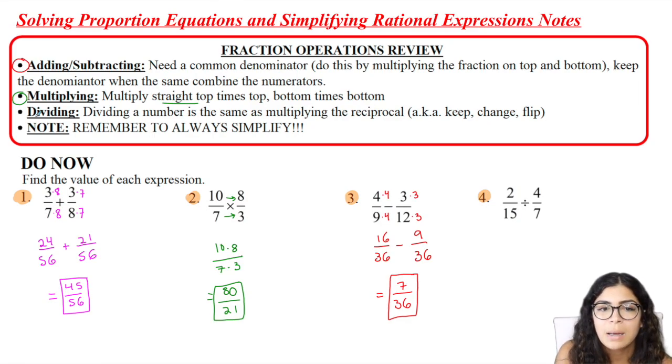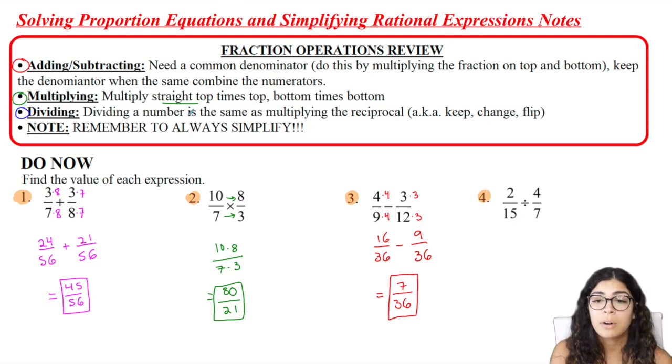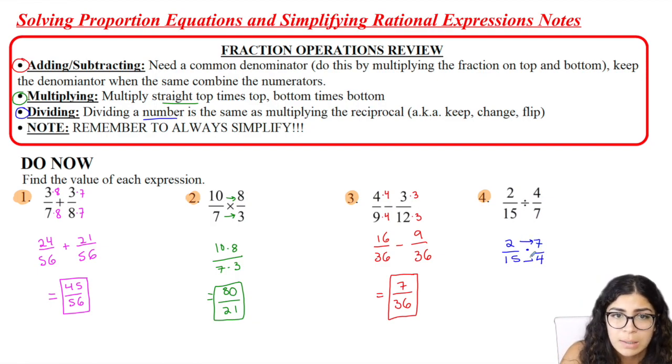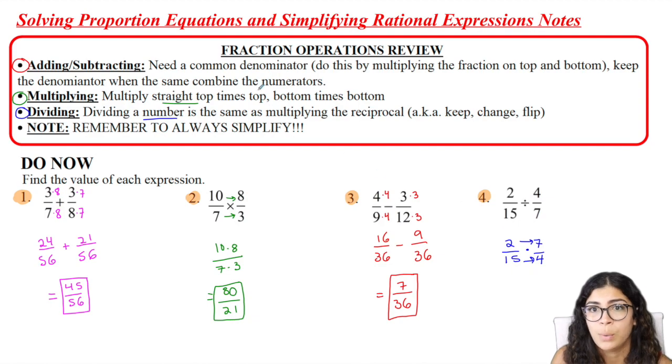Okay, and then the last one is, what about dividing? So dividing any number, and this actually works even if there aren't fractions, if you're dividing some number, that's the same thing as multiplying the reciprocal of that number. Now reciprocal is just basically flipping over the fraction. And then now this has become a multiplication problem, so we're going to multiply top times top and bottom times bottom. What you can do is simplify before you actually multiply. So if you see 2 and 4, we can actually simplify this. 2 divided by 2 is 1, 4 divided by 2 is 2.